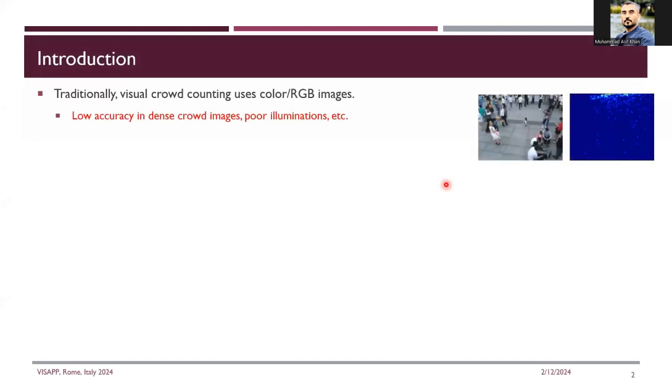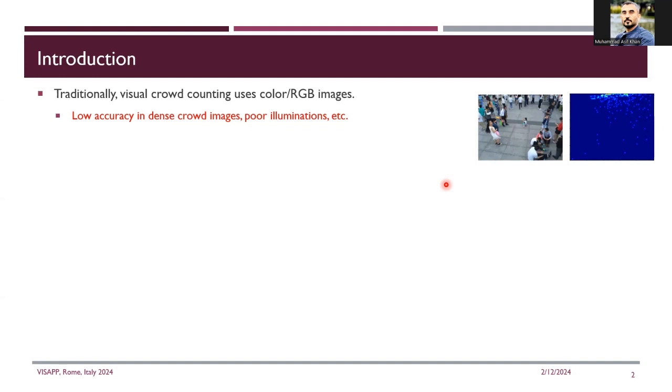Well, crowd counting is an interesting problem in computer vision with many real-world applications. Traditionally, visual crowd counting uses color or RGB images to estimate crowd densities. However, using RGB images alone can give poor performance, especially when there is poor illumination, dense crowds, or bad weather conditions like fog or rain.